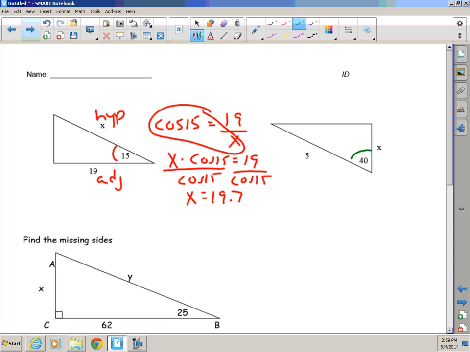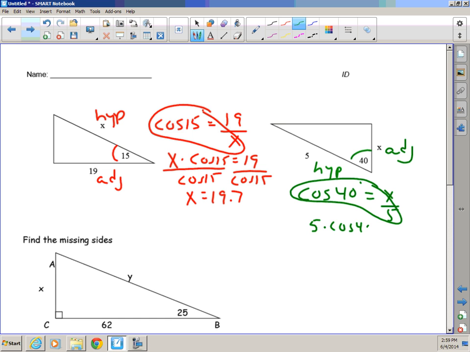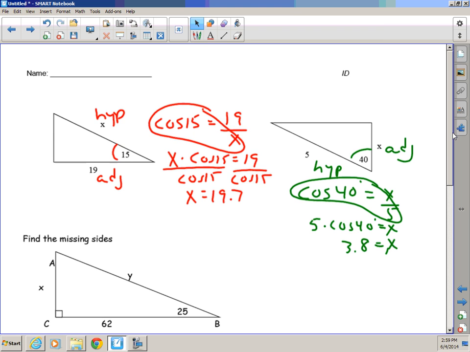And then we have hypotenuse. Again, your right angles are drawn for you on your sheet. So we're using cosine of 40 equals x over 5. This one we like because we just cross multiply to get 5 cos 40 is equal to x, or 3.8 is equal to x. Now, in the next two, you're asked to find two sides.